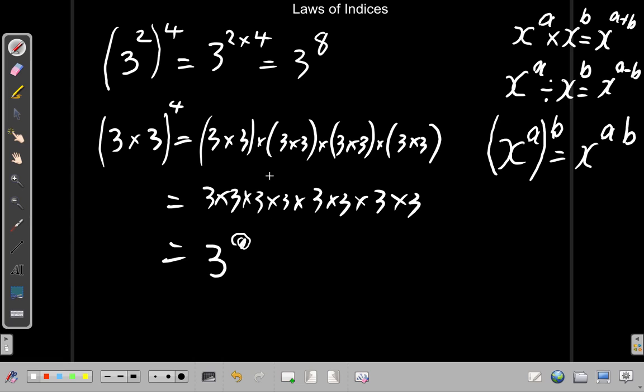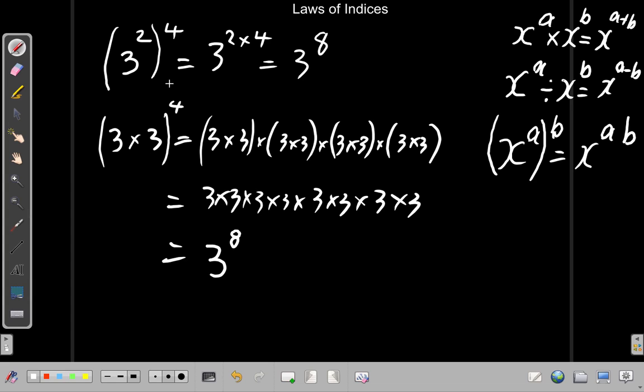But what is it that we're going to write? It's the number of threes that are in the multiplication. How many threes do we have? 1, 2, 3, 4, 5, 6, 7, 8. So we have 8 threes. So we write the 8 up here. Alright, let's look back up here and see what happened. Oh, it is 8. So this law does work with this example.